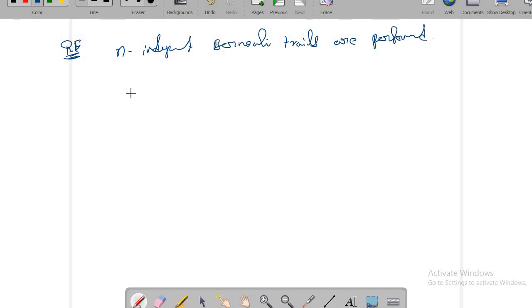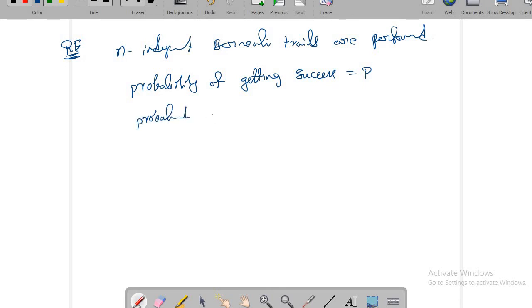Okay, and here the probability of getting success is p. Let me name it. That's equal to p, whereas the probability of getting failure is equal to 1 minus p. So this must be a small p, it's not the capital. And we denote 1 minus p with q.